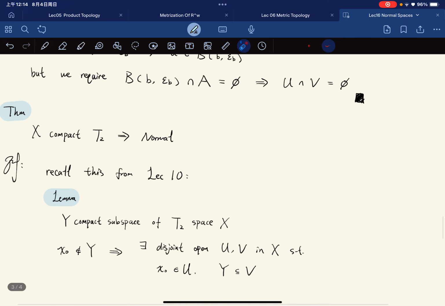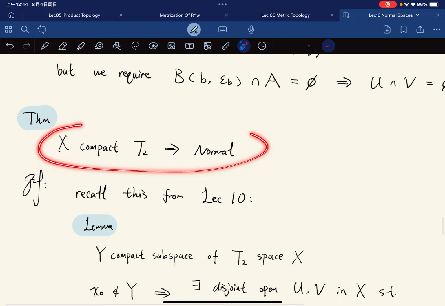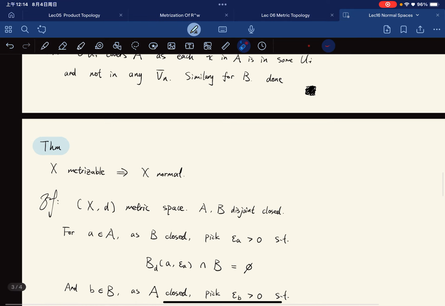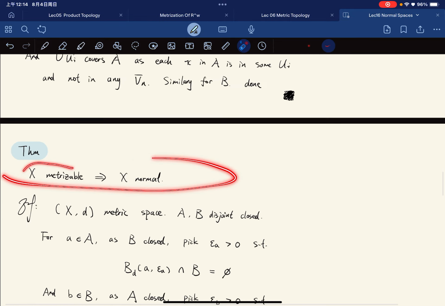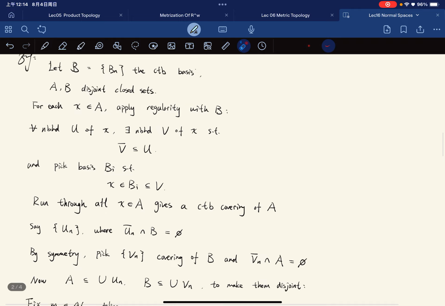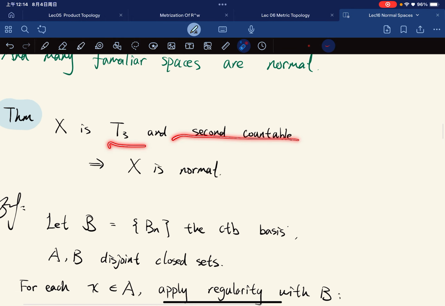Okay, so let's just summarize this. Compact Hausdorff is normal. Metrizable is normal. Regular and second countable is normal.